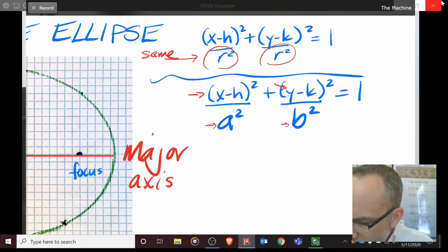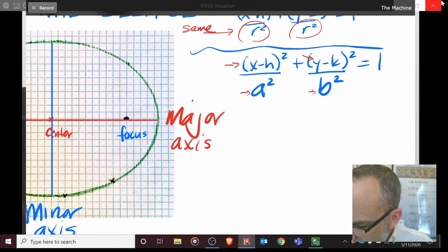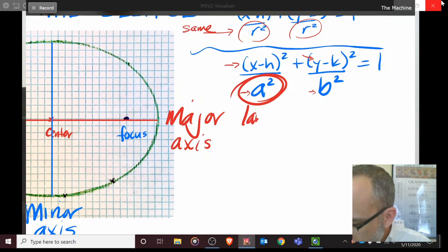But here's the thing. If your major axis is horizontal, then the larger number goes under x. So if it's a horizontal one, the value below the x group is going to be larger.